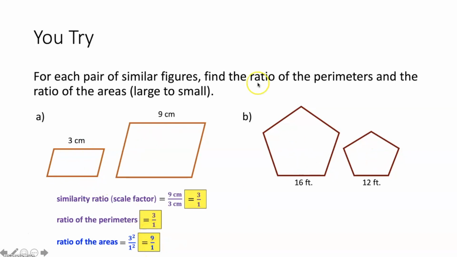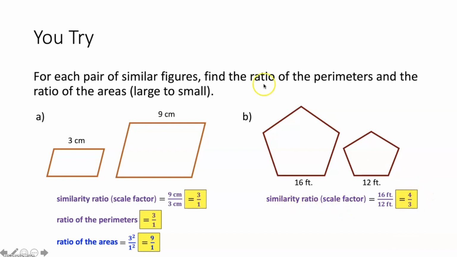Part B, doing the same thing, we want to find the ratio of the perimeters and areas. And in order to do that, you need to first find the similarity ratio or the scale factor. To find that, what you need to do is set up a ratio with one pair of the corresponding side lengths here. And since we want the ratio to be large to small, we want the side length of our larger pentagon over the side length of our smaller pentagon. We then simplify that down to find our similarity ratio or scale factor, and we end up getting 4 over 3 as our similarity ratio or scale factor.